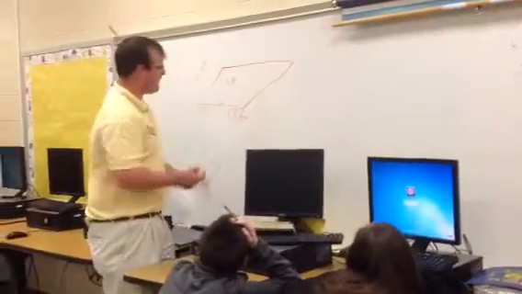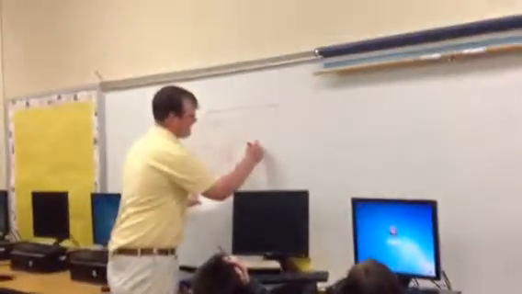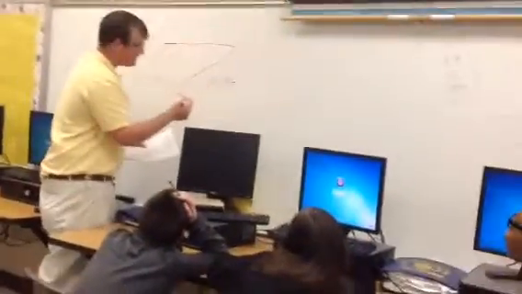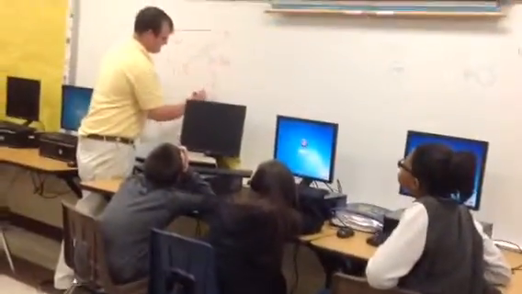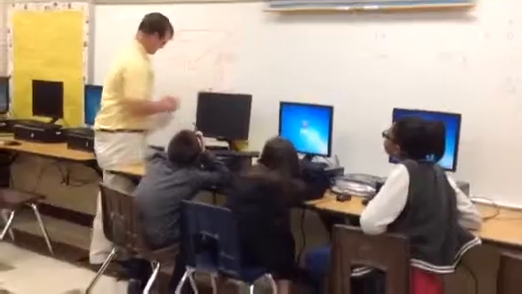So in order to do this problem, we use our formula. Area equals base times height. And we fill it in, 13 times 4. So our area will be 52 feet squared.